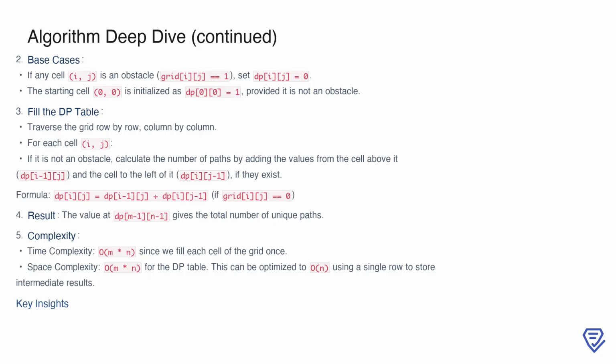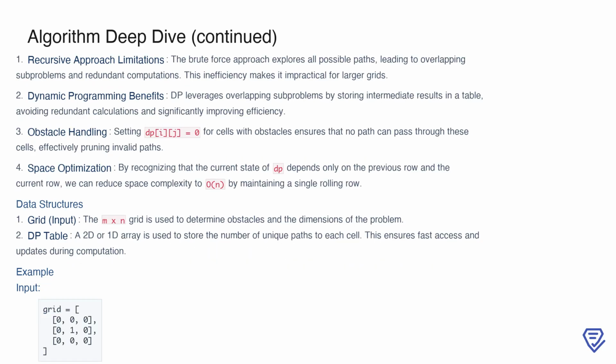The space complexity is also O(m*n) for the DP table, but it can be optimized to O(n) by using a single row to store intermediate results. The recursive approach, while conceptually simple, suffers from significant limitations. It repeatedly solves the same subproblems, leading to overlapping computations and inefficiency. This makes it unsuitable for larger grids. In contrast, dynamic programming resolves this issue by storing intermediate results in a table, allowing us to reuse them instead of recalculating. This drastically improves performance.